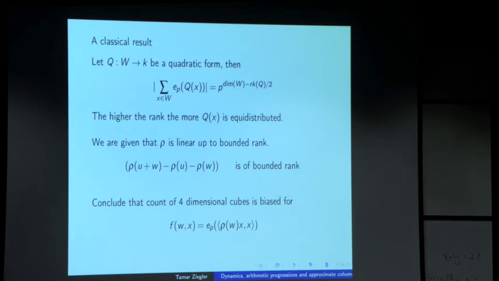Did I say 3 all the time? So, okay, you have to forgive me because it's very difficult to keep track with the numbers.